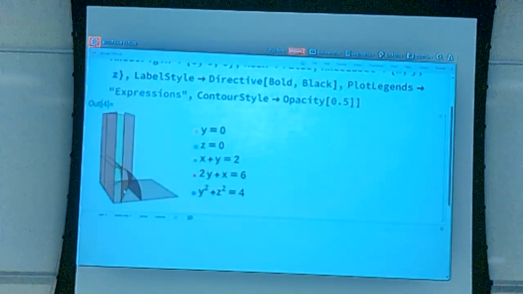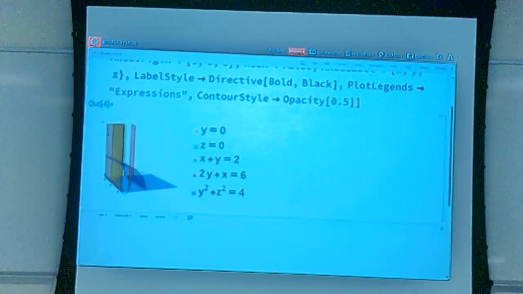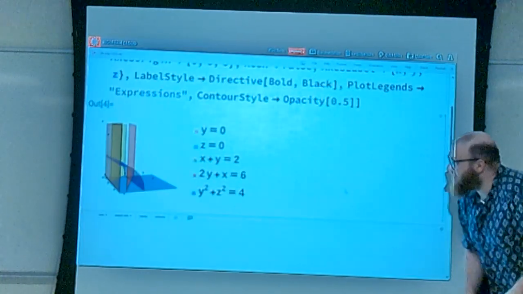Is there not a way to just show the boundary? You can probably do a RegionPlot3D, but you still need to know how to set the bounds. So this is just the best option. That kind of looks good, actually. Maybe a little bit more. This is our solid.